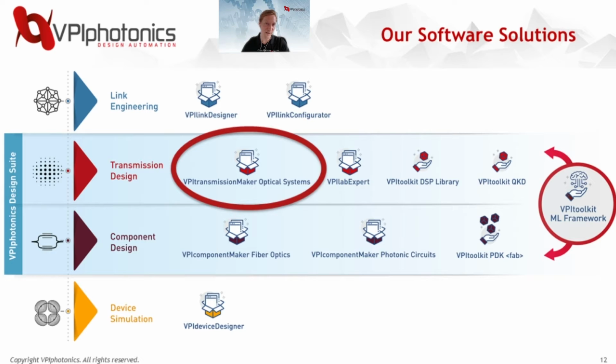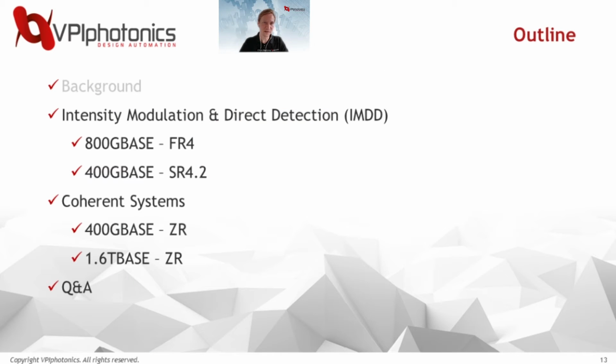We have a DSP library for digital signal processing algorithms. We support quantum key distribution systems in this tool as well. And more recently, we released a VPI toolkit for machine learning. So you can actually implement your own neural network model into the software or use it for enhanced equalization for optical communication systems. So with that, I'm going to turn things over to Nebras, who's going to jump into the software and talk about some intensity modulation direct-detection systems.